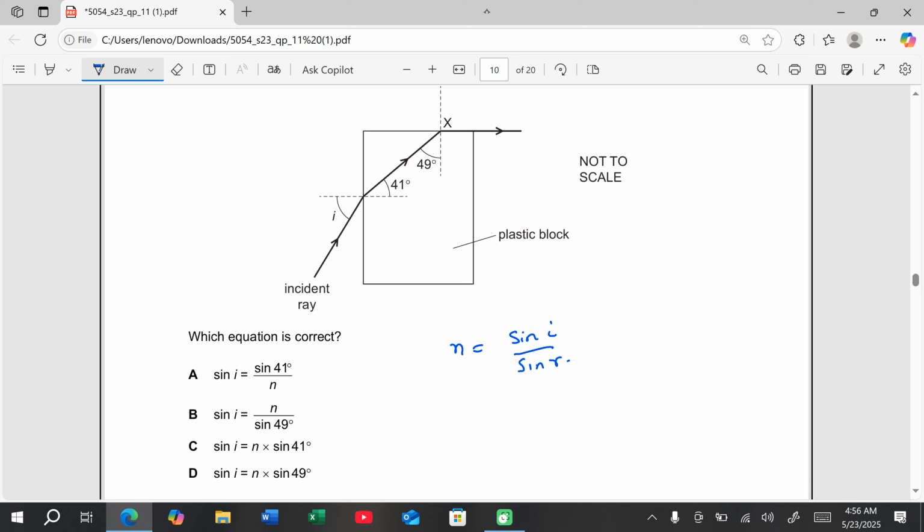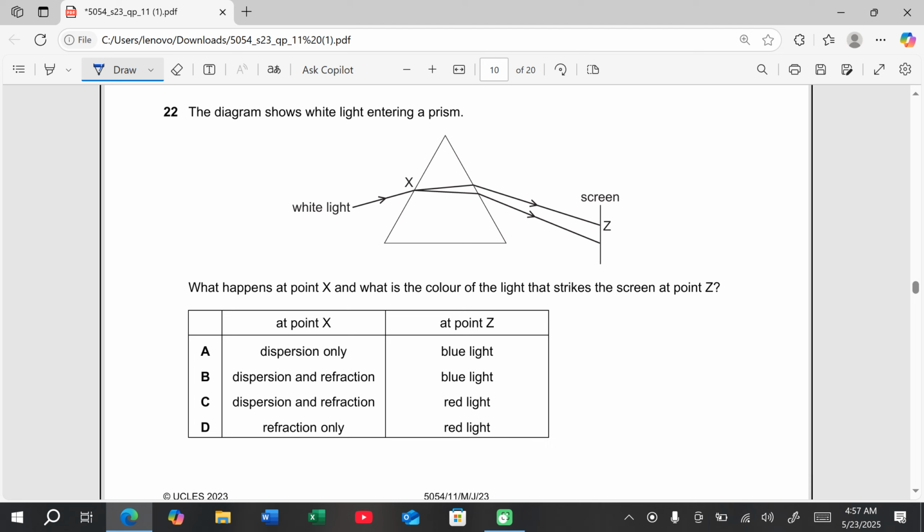The diagram shows white light entering a prism. What happens at the point X and what is the color of the light that strikes the screen at the point Z? So it is dispersion of light, but at the same point it's refraction as well. So it's not dispersion only, it's dispersion plus refraction, and it is always red on the top. It is going to be ROYGBIV. This is how the pattern forms.